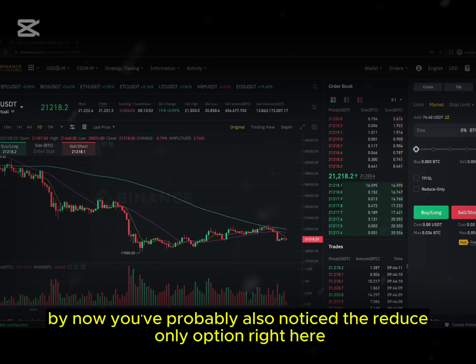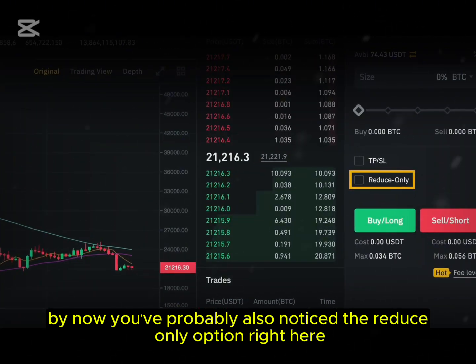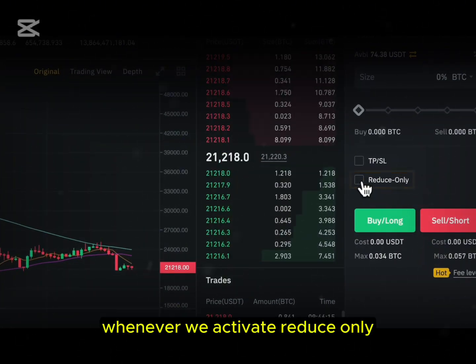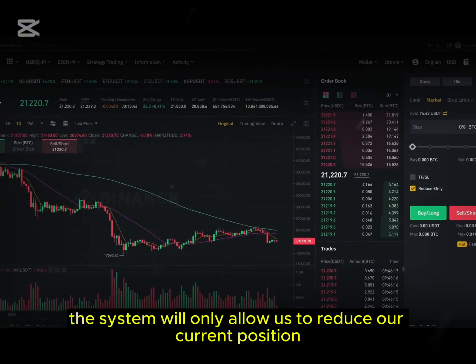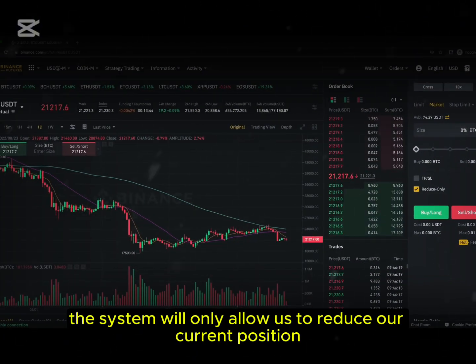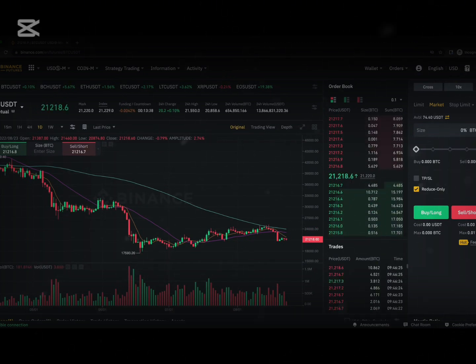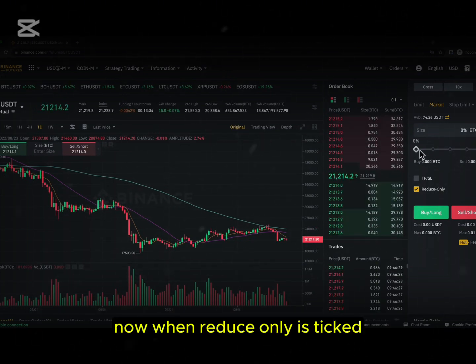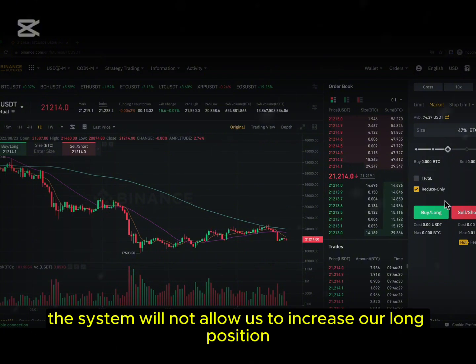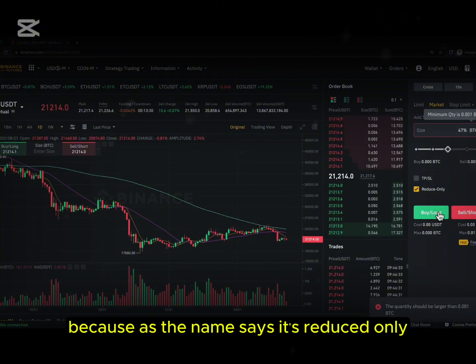By now, you've probably also noticed the Reduce Only option right here. Whenever we activate Reduce Only, the system will only allow us to reduce our current position. So, for example, let's say we have an open long position for Bitcoin. Now, when Reduce Only is ticked, the system will not allow us to increase our long position, because as the name says, it's reduce only.